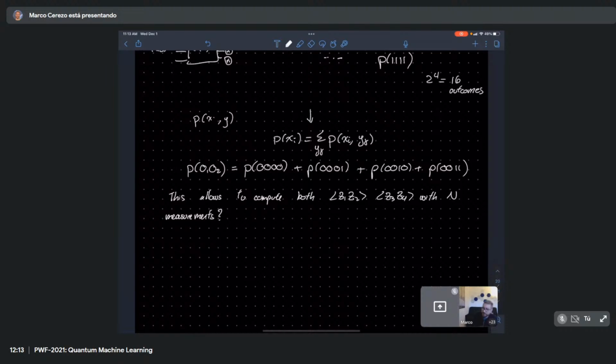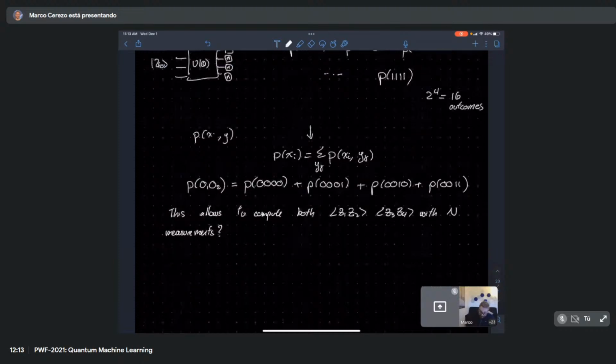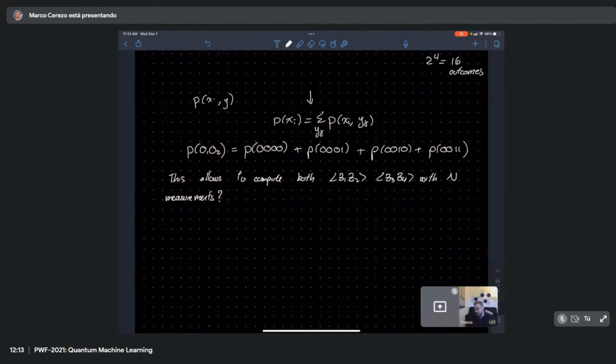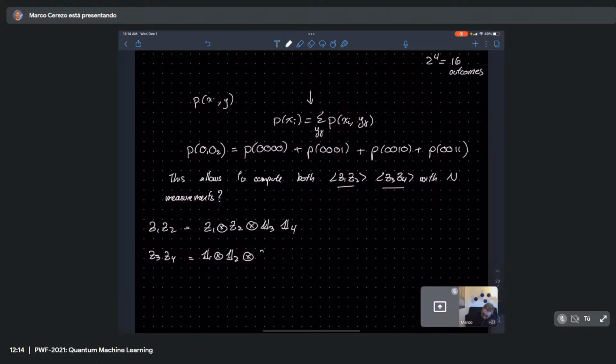Why can we actually do this, right? Is it true that we can always compute the expectation value of any number of Pauli strings by just measuring n times? Well, no, because again, it's not as easy, right? What do these two operators have in common? So let's think about what they actually are. Z1, I'm going to be extremely explicit. Z1, Z2, in our notation means identity on 3, identity on 4. And here, Z3, Z4 means identity in 1, tensor identity in 2, tensor Z3, tensor Z4.